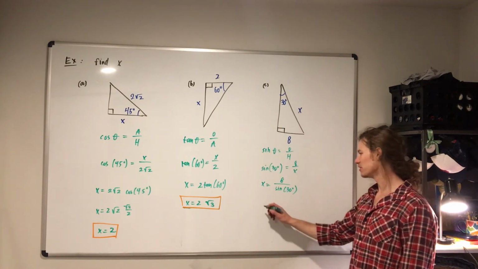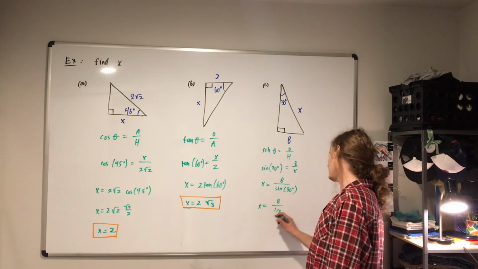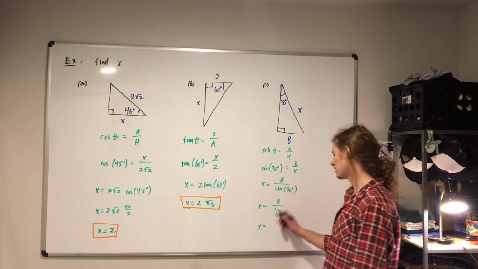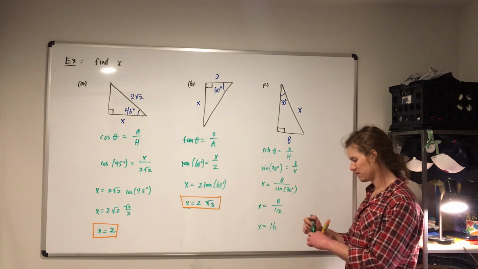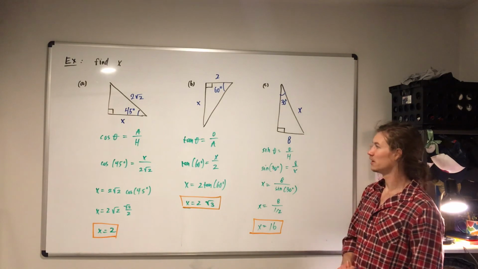Noting the sine of 30 degrees is just 1/2, we have x equals 8 divided by 1/2, or x equals 8 times 2, or 16. And that concludes our problem.